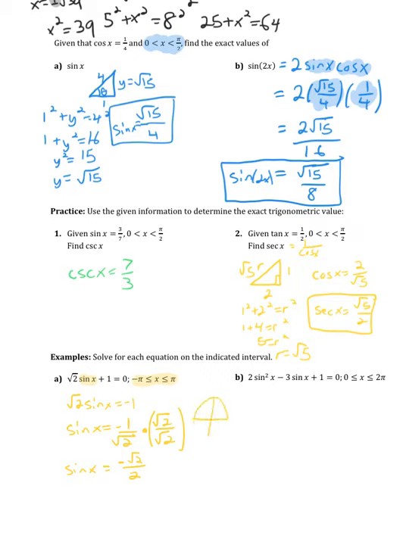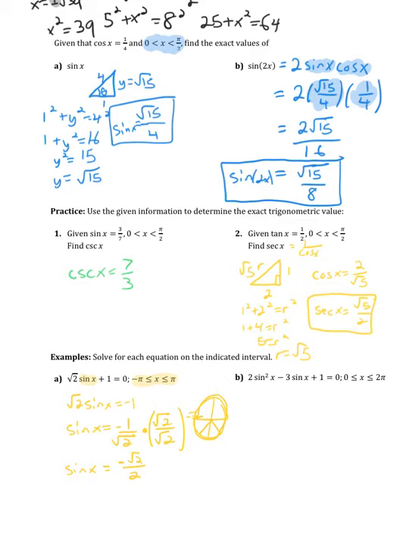So if I'm looking at the unit circle here, starting here at negative pi, and I'm rotating in a positive direction, one full circle, all the way back to positive pi. So I have to think about when sine on the unit circle is going to be negative root 2 over 2. Sine's going to be negative in quadrants 3 and 4.